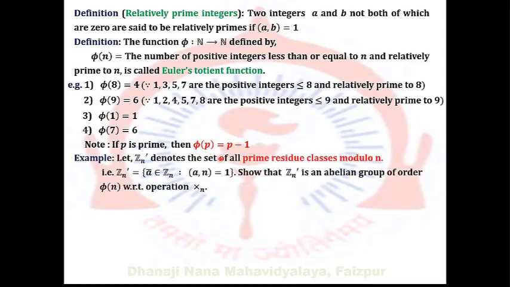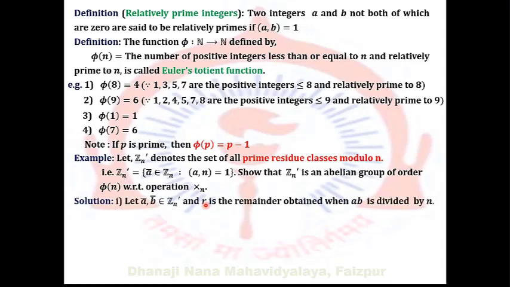Example: let Zn dash denote the set of all prime residue classes modulo n. That is, Zn dash is nothing but the set of all A bar belonging to Zn such that GCD of A and n is equal to 1. Show that Zn dash is an abelian group of order phi n with respect to the operation multiplication modulo n. So here we have to show Zn dash forms a group which is abelian, which has order phi n. Here the operation is multiplication modulo n.